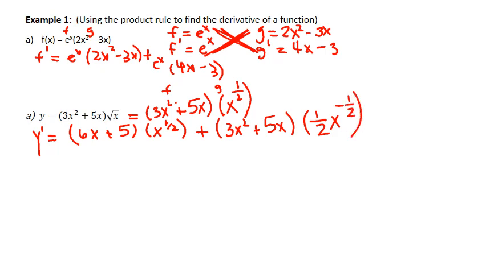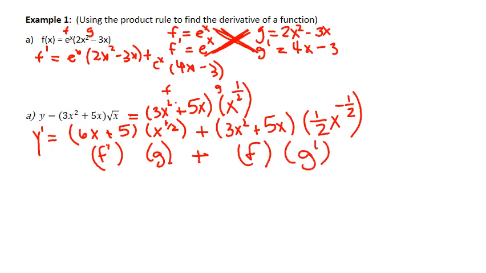And I can leave my answer like that. You could certainly simplify if you wanted. I don't, but you could. And eventually when we need to solve these, we'll talk about simplifying. But for right now, we have the correct derivative. So again, notice that we have f prime times, here's g, plus, here's f, unchanged, times g prime. So you can see our rule at work there.